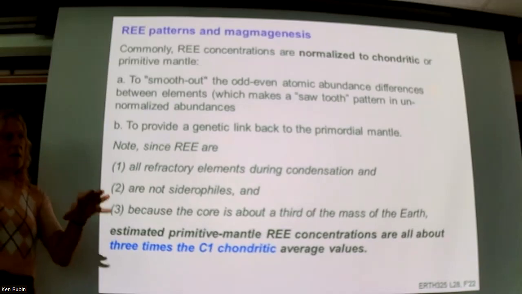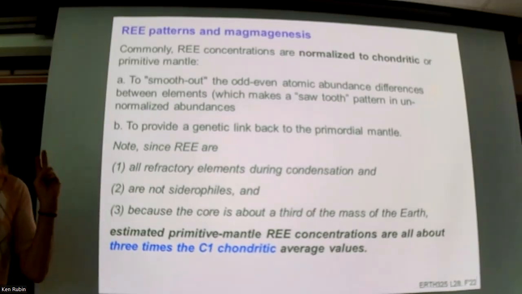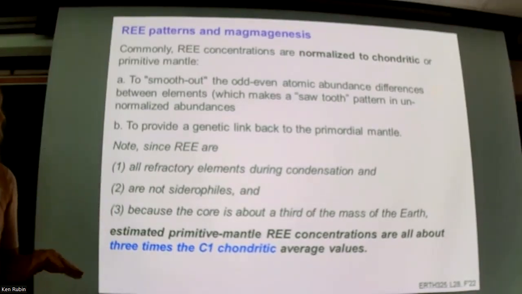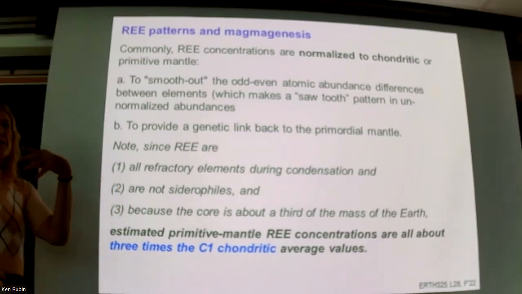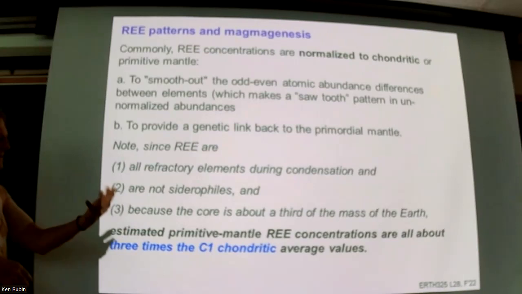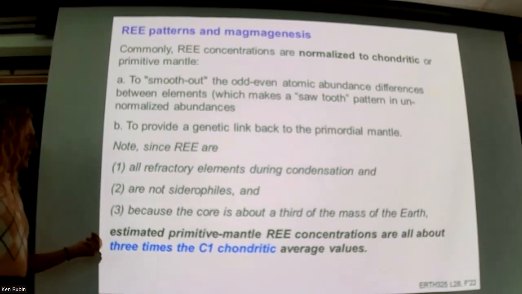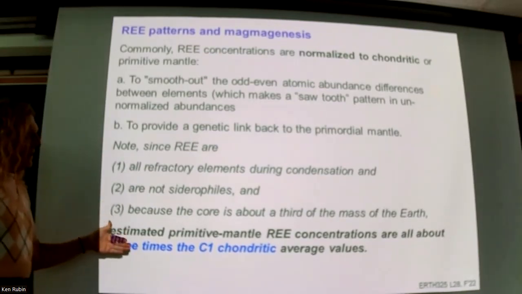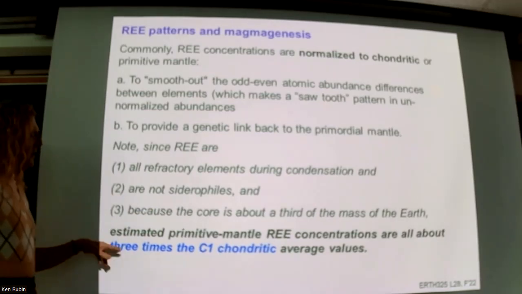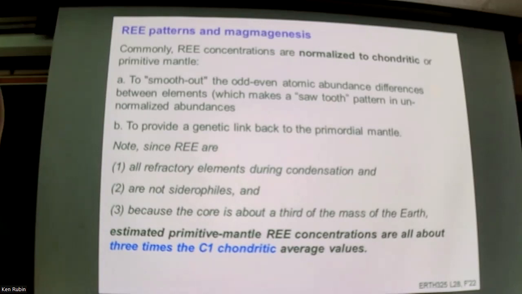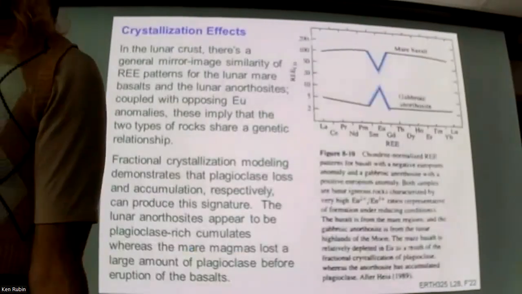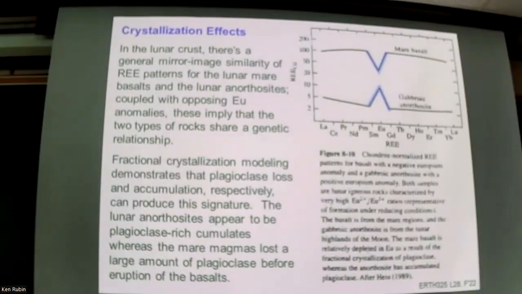That's because we make our chondritic bulk primitive mantle out of chondrites that we've removed the iron from, and the mass of the core is about a third of the mass of the Earth, which ends up pulling up the concentration of everything that did not go into the core by this factor. So you will oftentimes see things normalized to chondrites. So here's a couple of places where historically the rare earths have been really important.